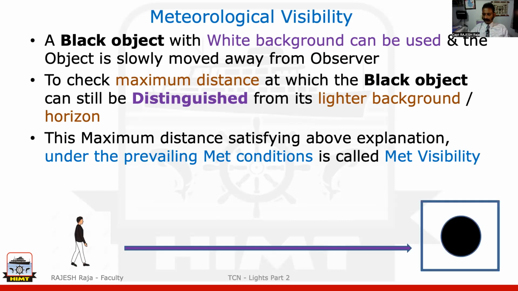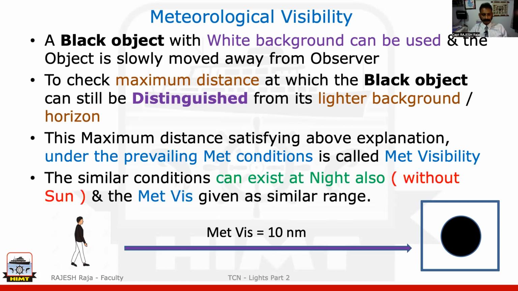So let us say this was that object. If I measure that till 10 nautical miles from you, I could distinguish the black and white or the light background. So that means I can call today's met visibility right now 10 nautical miles. Please remember, this similar condition can exist at night also. The only difference is now I don't have the ambient sunlight, but the conditions can exist. So that is why met visibility is always given in daytime and nighttime. This is a simple way of understanding how met visibility is found out.